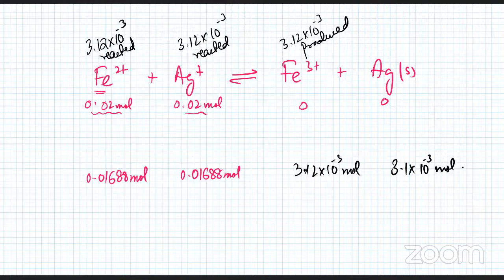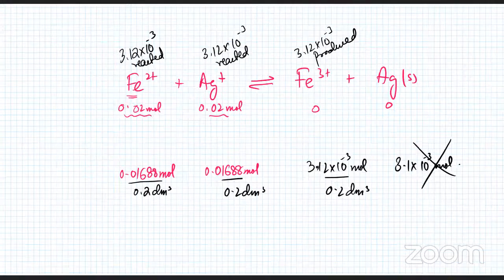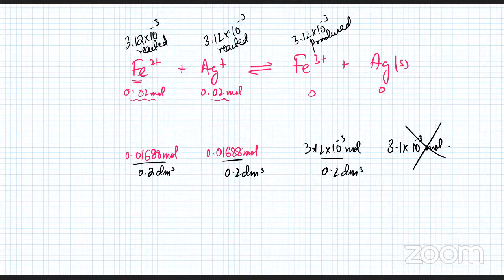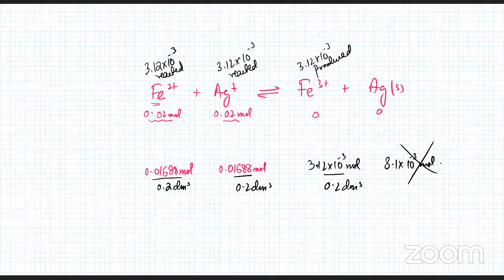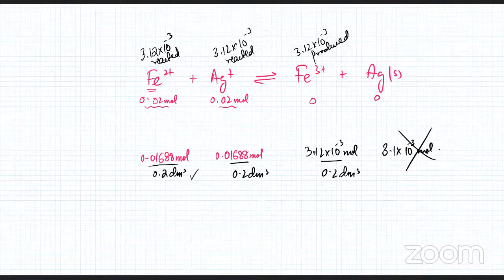And remember, it's a 200 cm cube solution, so you can now convert it into concentration, which is going to be divided by 0.2 dm cube. The last one is a solid, so the term concentration does not apply to it. So what you could have done is you could have dealt in moles, and you could have found concentration right at the end. But remember, when finding concentration, because 100 cm cube was mixed with 100 cm cube, your volume was actually 200 cm cube. And now you have to use these values to figure out what Kc is.